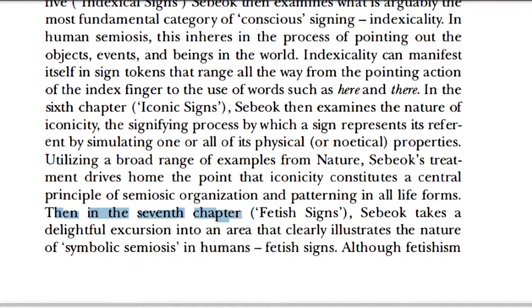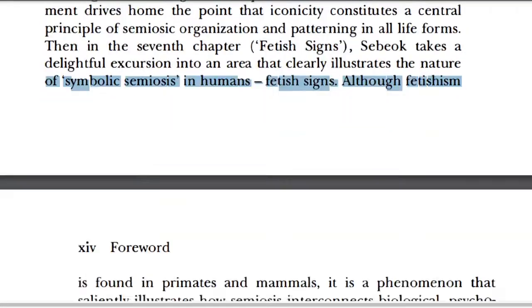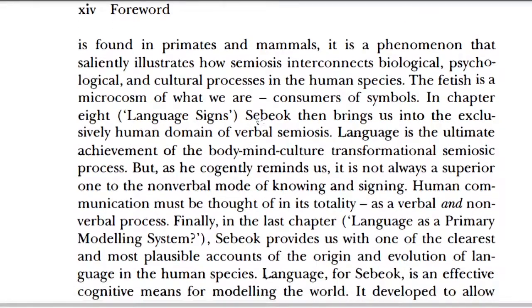Then, in the seventh chapter, Fetish Signs, Sebok takes a delightful excursion into an area that clearly illustrates the nature of symbolic semiosis in humans, fetish signs. Although fetishism is found in primates and mammals, it is a phenomenon that solidly illustrates how semiosis interconnects biological, psychological, and cultural processes in the human species. The fetish is a microcosm of what we are, consumers of symbols.